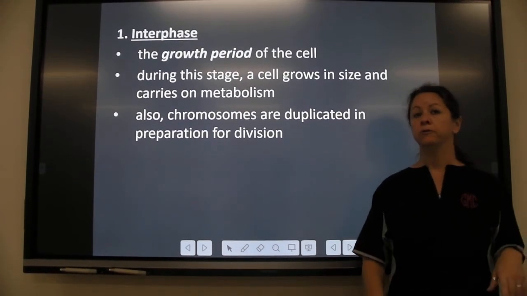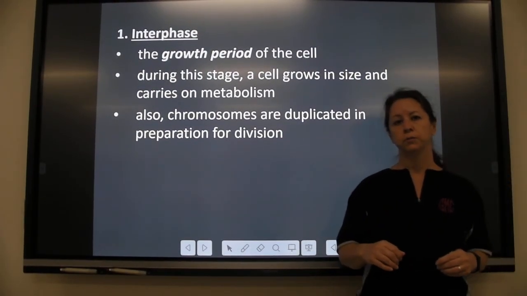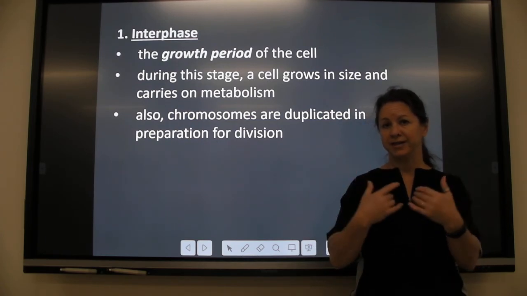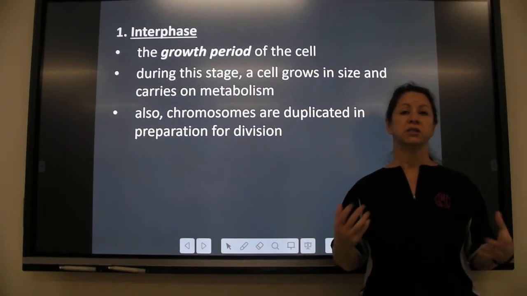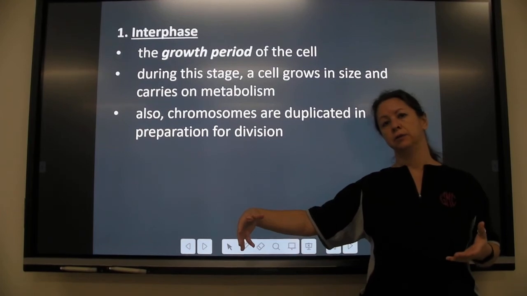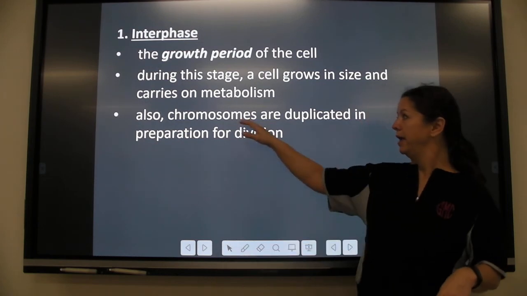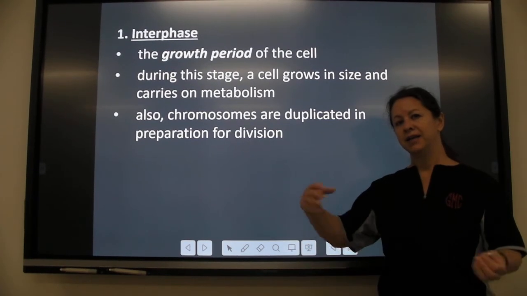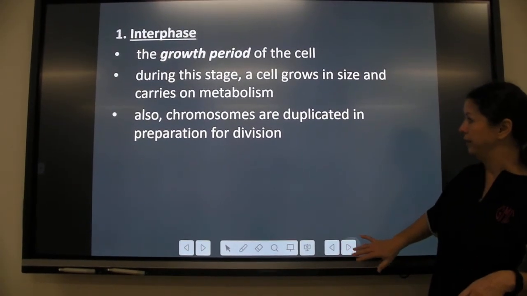Now, very important for making new cells is that during interphase, chromosomes are duplicated to prepare for division. So remember, your DNA is found inside your nucleus, and the DNA tells your cell what it does and why it does it. And so if you're going to make a new cell, you've got to have a copy of the DNA in the new cell. And so you duplicate the chromosomes so that when the cell actually divides, each cell will have the DNA that it needs to know what to do and how to run.